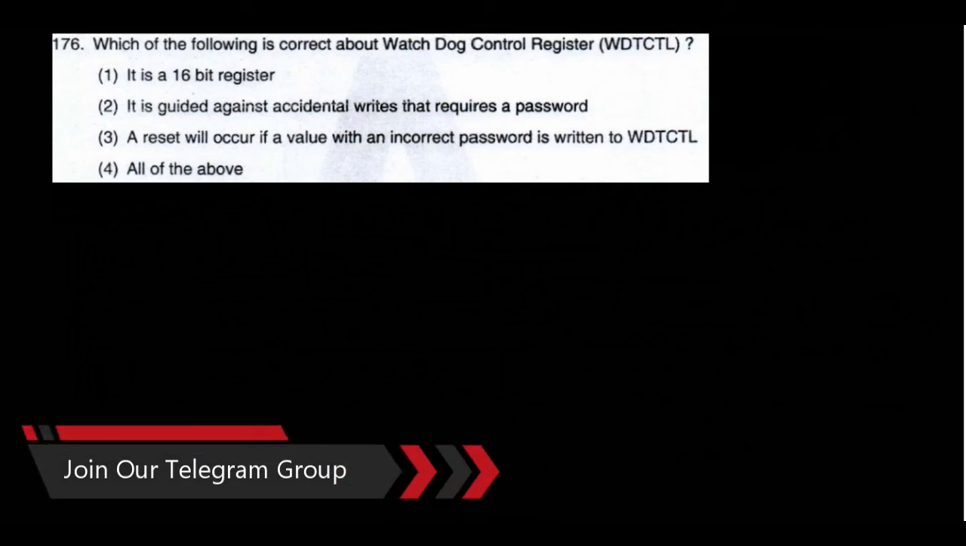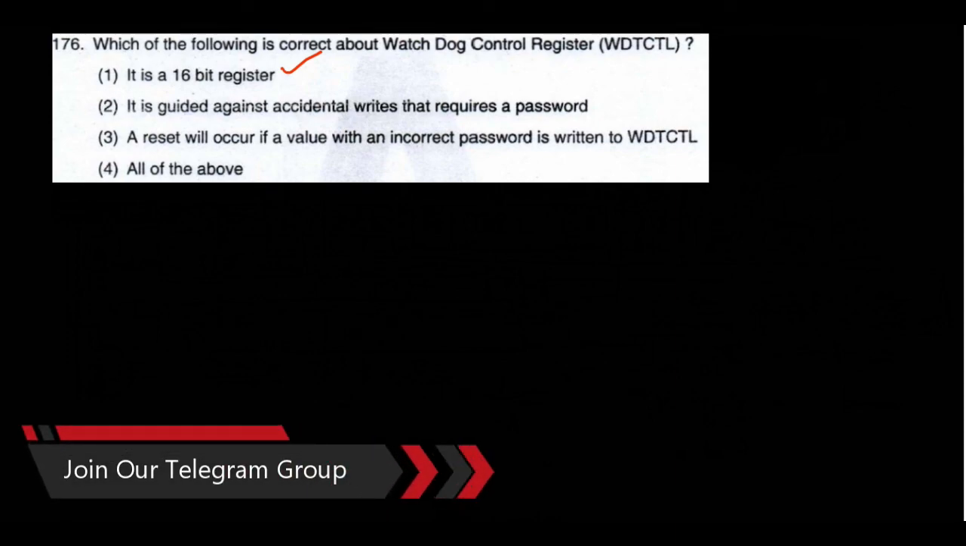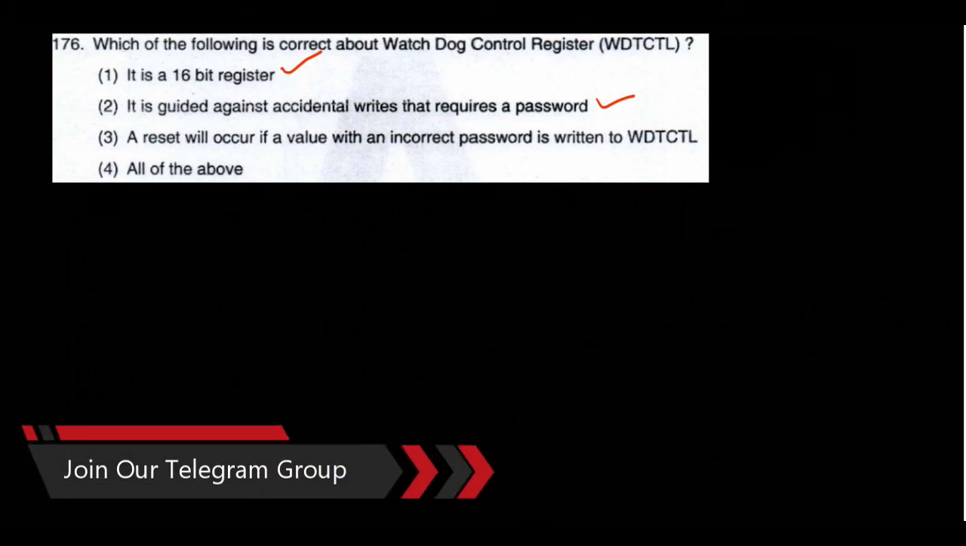Which of the following is correct about the watchdog control register? It is a 16-bit register, right? It is guarded against accidental writes and requires a password. Yes. A reset will occur if a value with an incorrect password is written to the WDT watchdog control register. This is also correct. So the answer is all of the above.